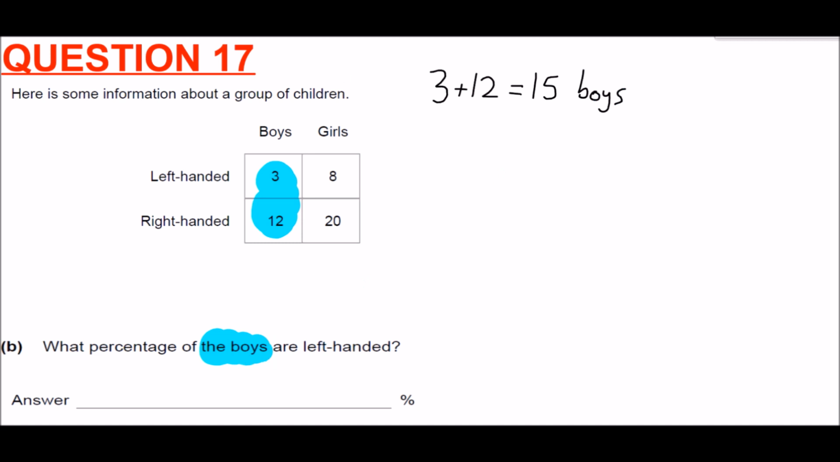So how many are left-handed? Well, the left-handed boys, we've got 3. And so we can say that 3 out of 15 boys are left-handed.